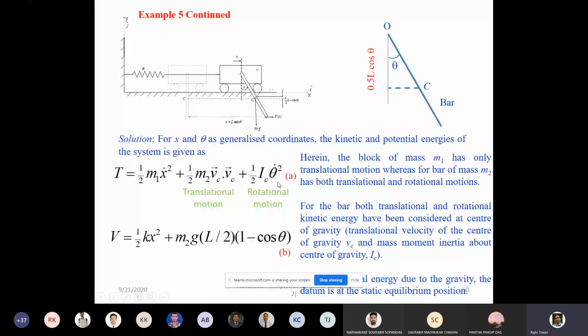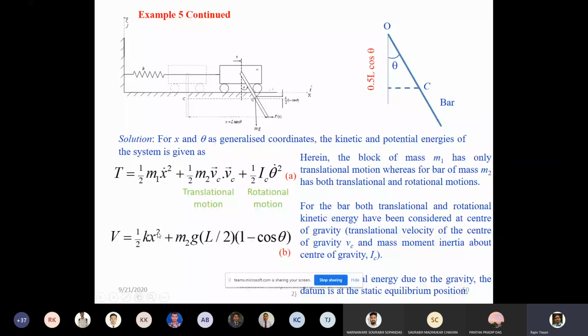So three kinetic energy terms will be there. One for the car, which is translational, and for the bar, which is swinging as well as moving in the horizontal direction. So it will be having two: translational as well as rotational kinetic energy. Potential energy will be stored in the spring because the spring is getting extended by x. So 1/2 kx square will be the potential energy of the spring.